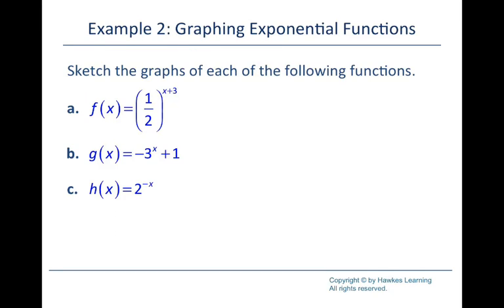All right, sketch the graphs of each of the following: 1/2 to the x plus 3, -3x plus 1, 2 to the -x. So I want to talk about this a minute before we go any farther. Remember what our transformations were. So I'm going to kind of summarize. If it's grouped in with x, grouped with the x, we had a horizontal shift.